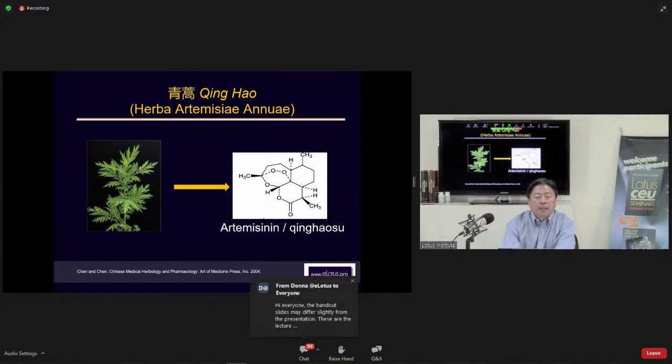Or if not, then try to get the herb in which it's extracted at low temperature as much as possible, and then also collect the essential oil.